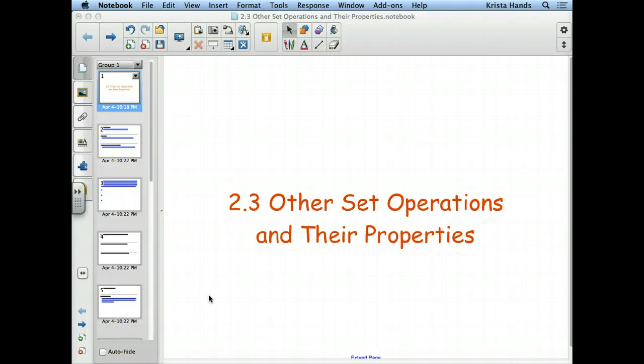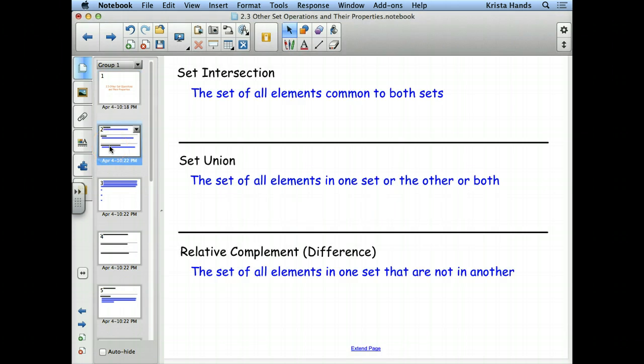All right, today we're going to continue chapter 2, and this is 2.3. We're going to continue talking about sets, and today we're going to talk about operations and properties of sets. And to start with, we're going to look at some of the different operations on sets.